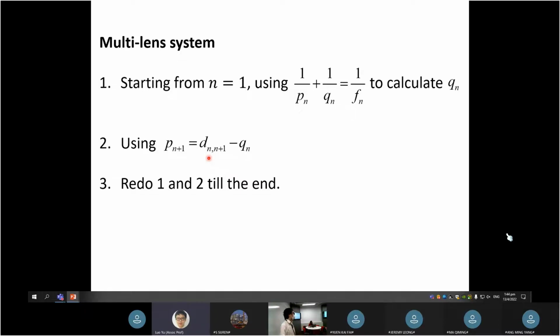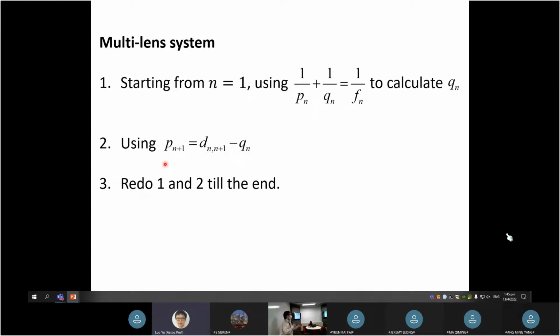Any questions? So let me repeat. P2, the second object distance, is equal to D12, the distance between lens 1 and lens 2, minus Q1. Once P2 is obtained, you redo step 1, update n equal to 2: 1 divided by P2 plus 1 divided by Q2 equals 1 divided by F2, and then you will be able to get Q2. Once Q2 is obtained, we use Q2 to deduce P3. So P3 is just equal to the distance between lens 2 and lens 3 minus Q2.